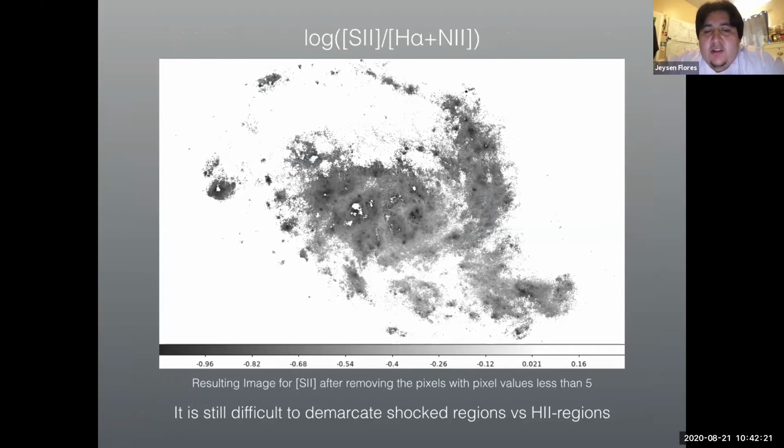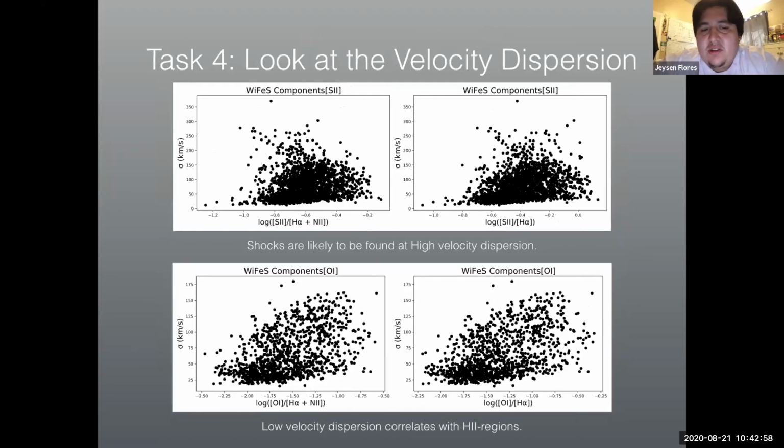It's still pretty hard to distinguish the shocked regions and the H2 regions. The H2 regions correspond to the dark patches that you see there. The mostly dark patches would be the H2 regions, and anything lighter in between would be the shocked regions. We see that there's mostly shocked regions, so we cannot really discern any demarcation with this image. So now we have to take a look at another method by looking at the velocity dispersions.